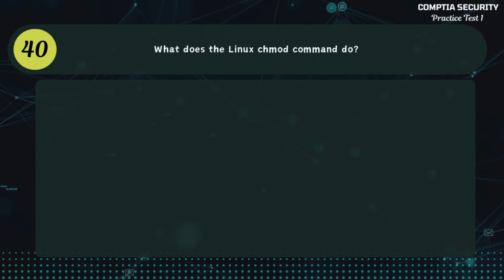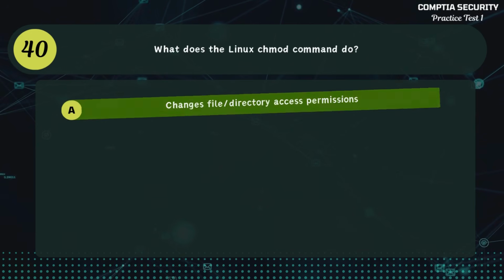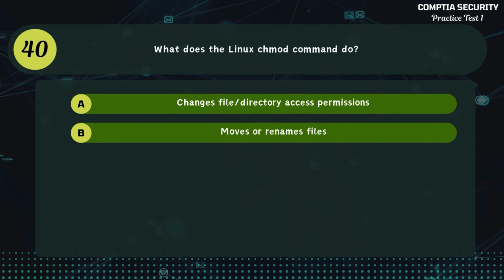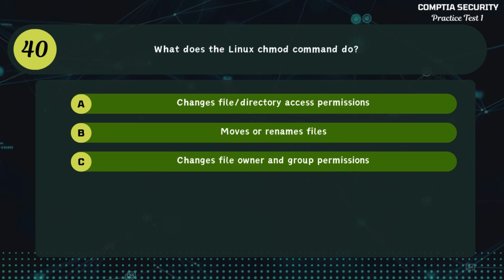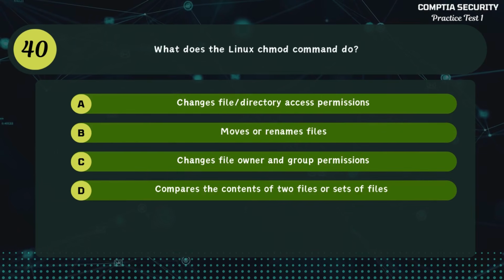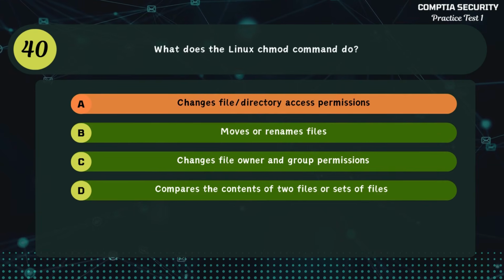Question 40. What does the Linux chmod command do? A. Changes file or directory access permissions. B. Moves or renames files. C. Changes file owner and group permissions. D. Compares the contents of two files or sets of files. Correct answer A. Changes file or directory access permissions.